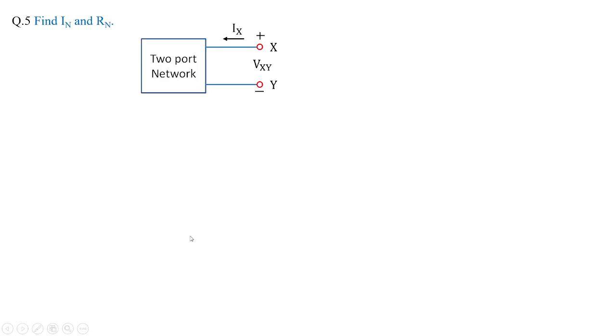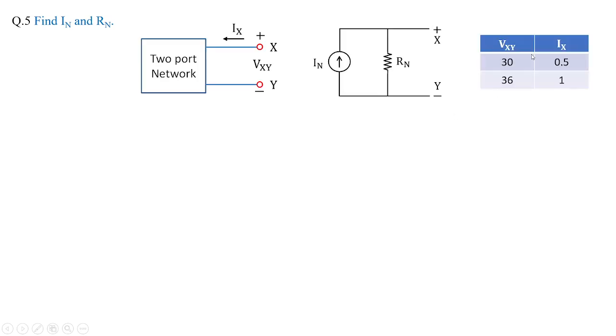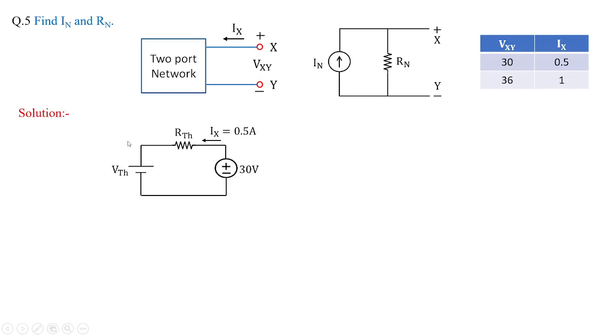In the next problem, we have to find out the Norton's current and Norton's resistance for the network shown with the values of Vx and Ix, which is given in this problem like this. So we need to find out the current and resistance. For that, we are going to take the help of the two-port concept. So this two-port I am replacing with Thevenin's voltage in series with Thevenin's resistance, and one current which is flowing is taken as 0.5 amperes with 30 volts.